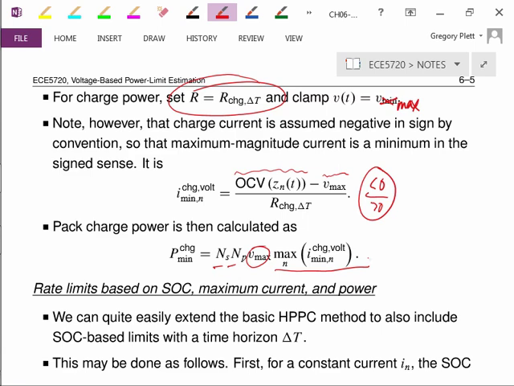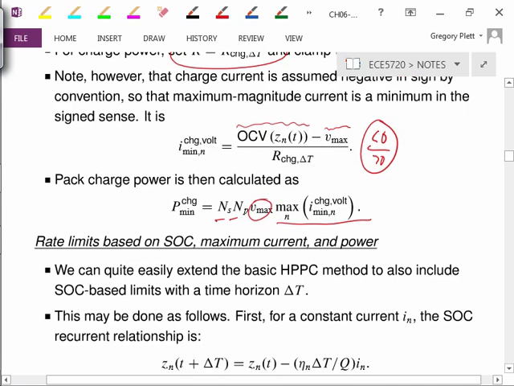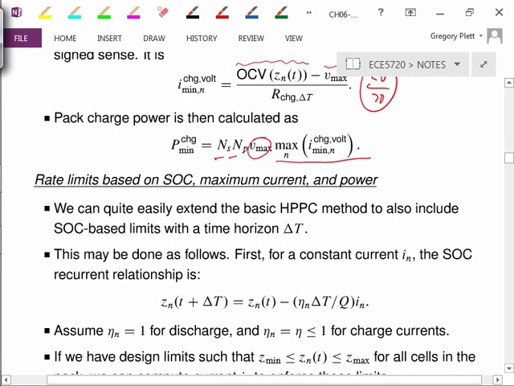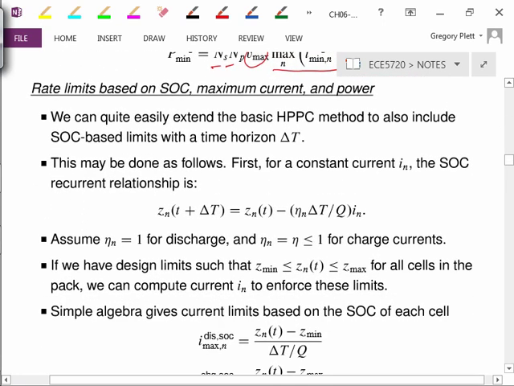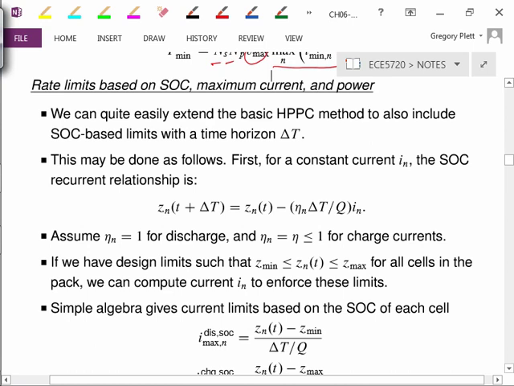Now we're going to add some refinements to allow us to put limits not only on voltage, as we have done here, but also on state of charge, on maximum current, and maximum power design limits as opposed to dynamic limits. And that's quite simple to do. So we keep this computation, we don't throw it away, but we consider also how state of charge is going to change over the next delta t seconds based on a constant current.